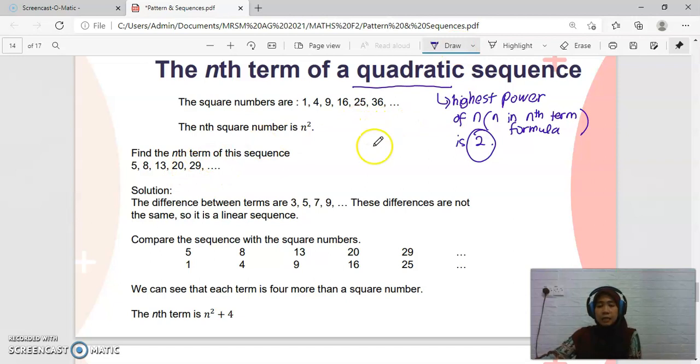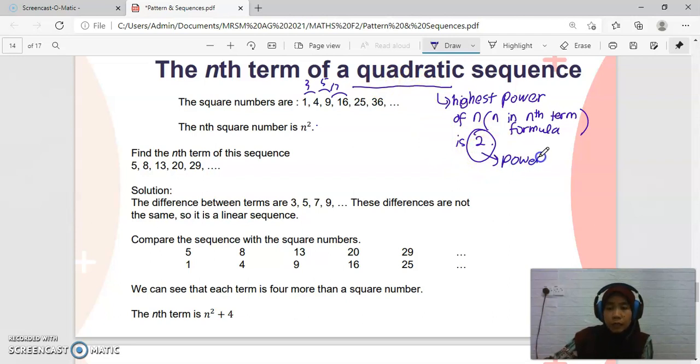Yang ni yang nak check different tadi tak valid lah. Different yang sama, equal different of each term itu ialah linear sequence. So bila each term dia berbeza, contoh ini 1 tambah 4, 3. Ini pula berapa? 5. Lepas tu 17. So berbeza. Bila berbeza dia bukan linear sequence. So dia adalah sama ada quadratic or cubic. Cubic kita akan belajar kejap lagi.